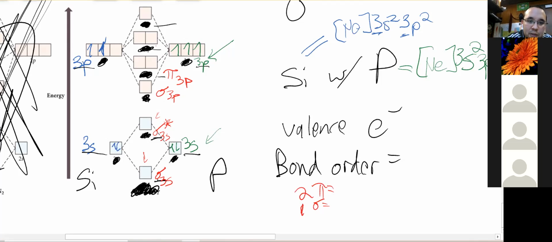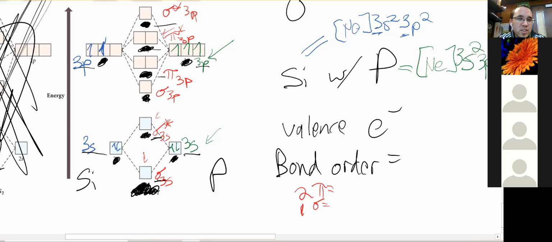So this first one here, is that going to be our pi or a sigma anti-bonding? This first one where? This one right here. That's our anti-bonding, but is that pi or is that sigma? Pi. That would be our pi anti-bonding 3p, and then this one would be our sigma anti-bonding 3p.